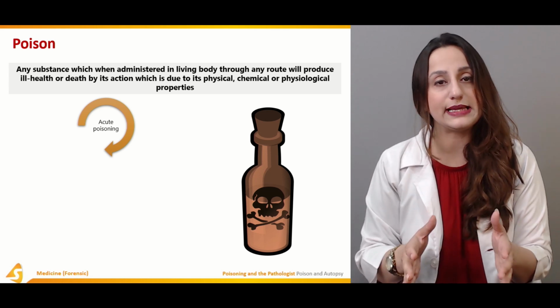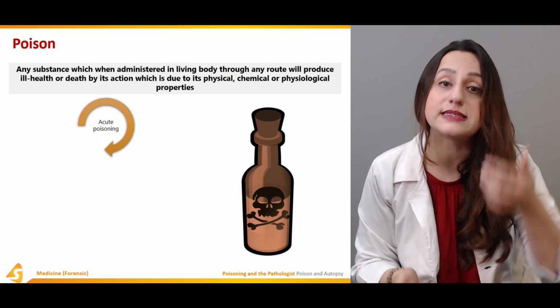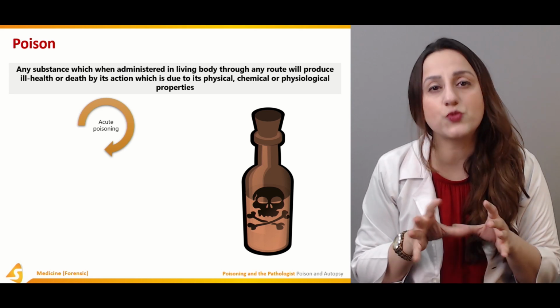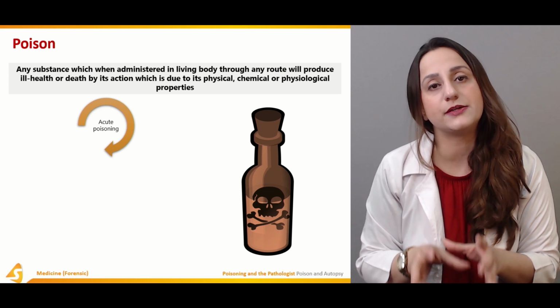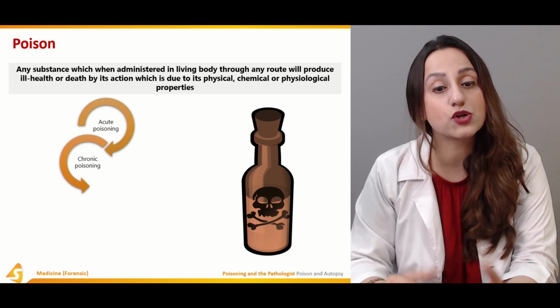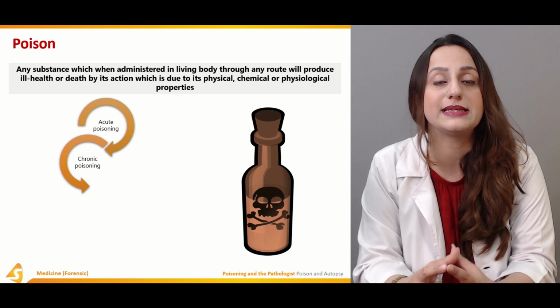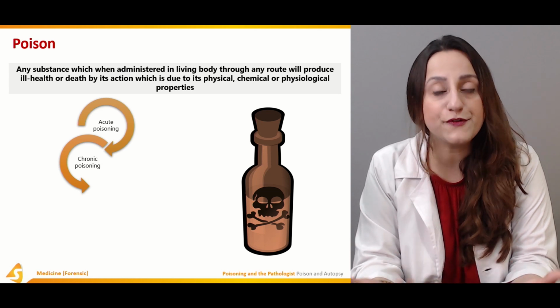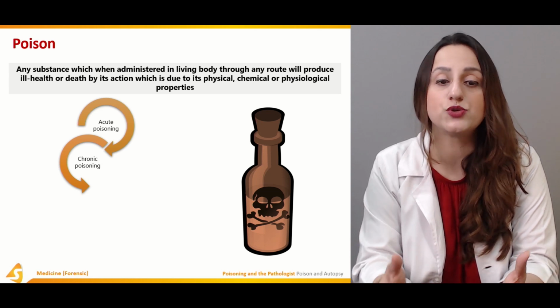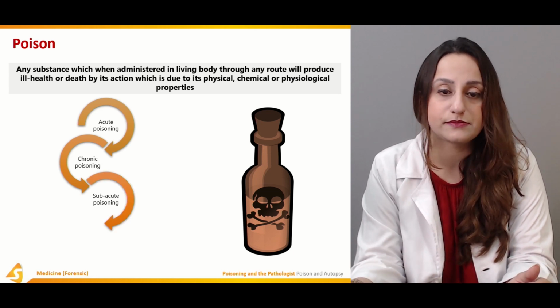Acute poisoning is basically if we administer a poison and it manifests its effects in almost 24 hours, it is determined as acute poisoning. And then there is chronic poisoning. If it takes more than 24 hours to manifest its effects, it is going to come under the discussions of chronic poisoning.